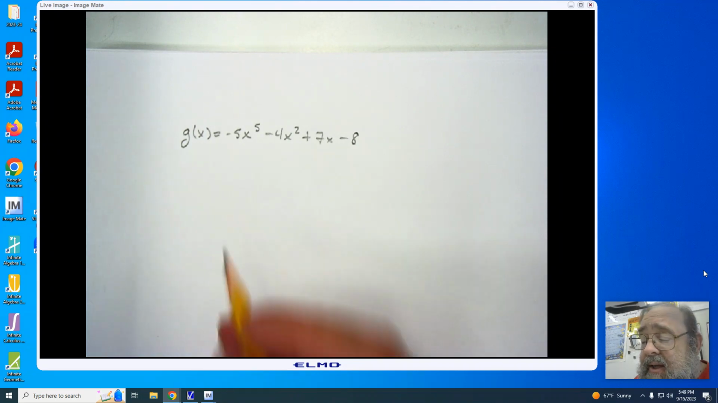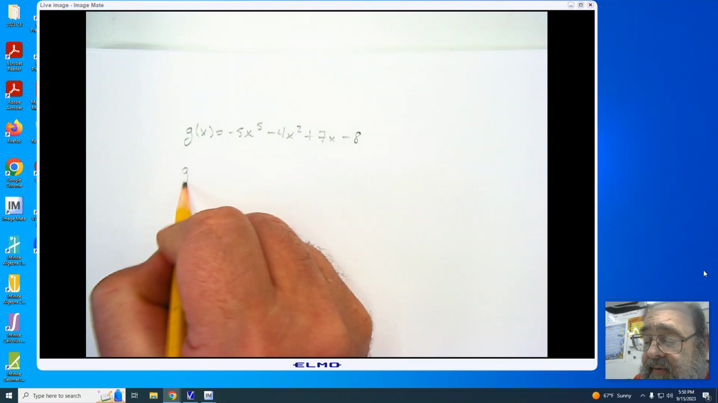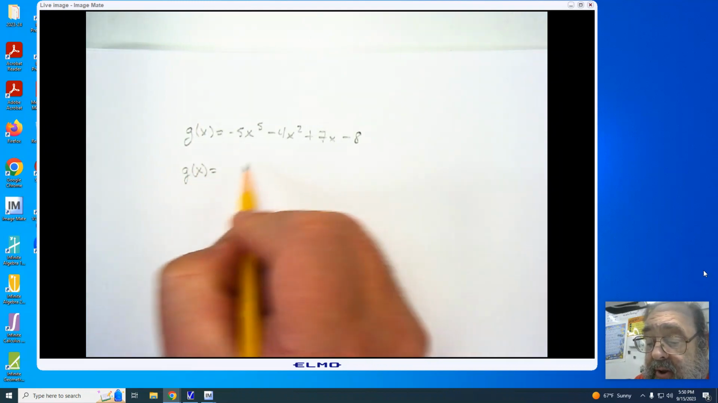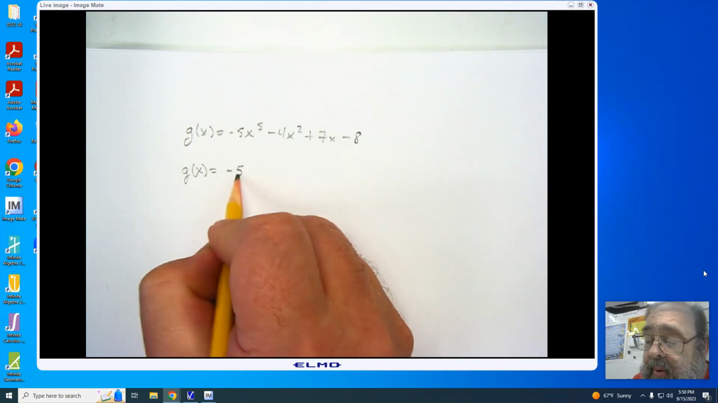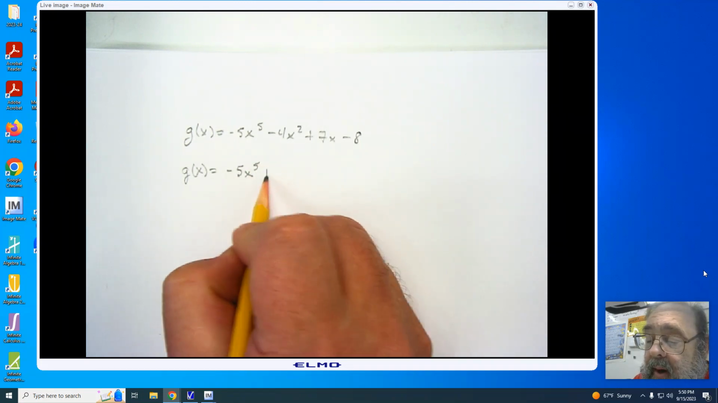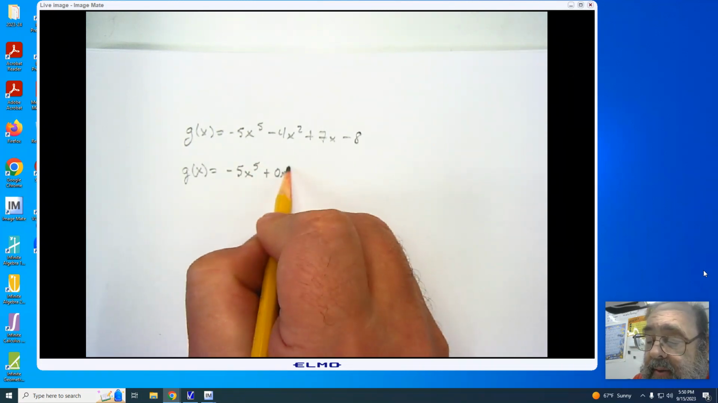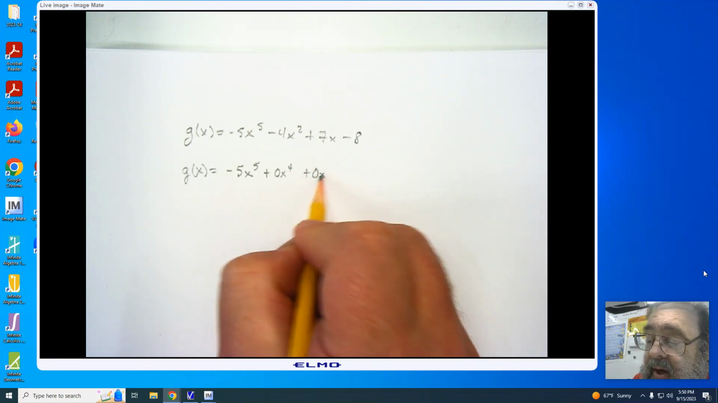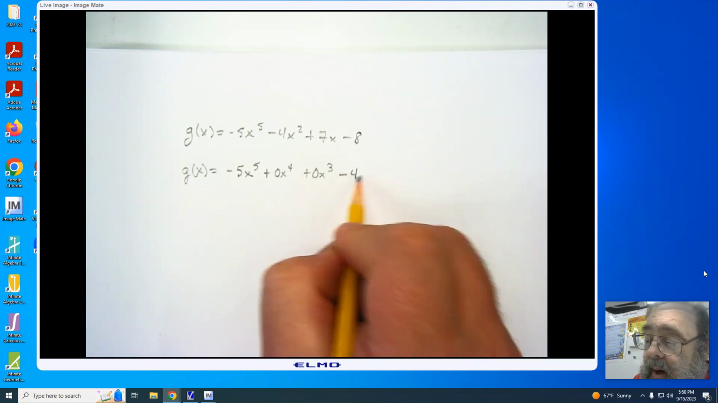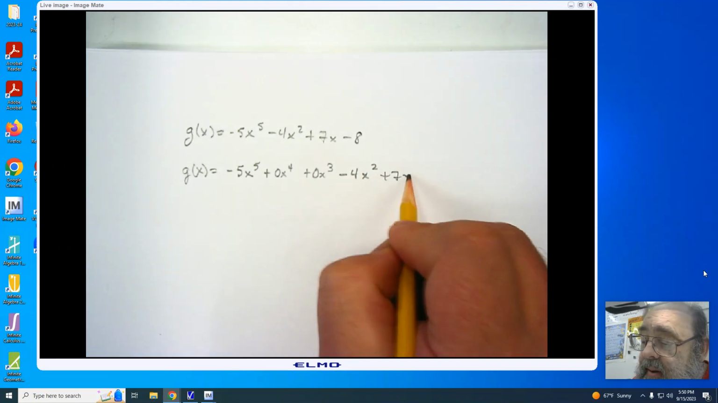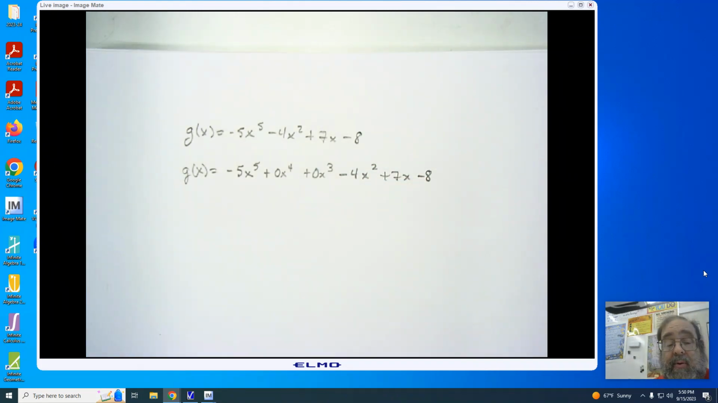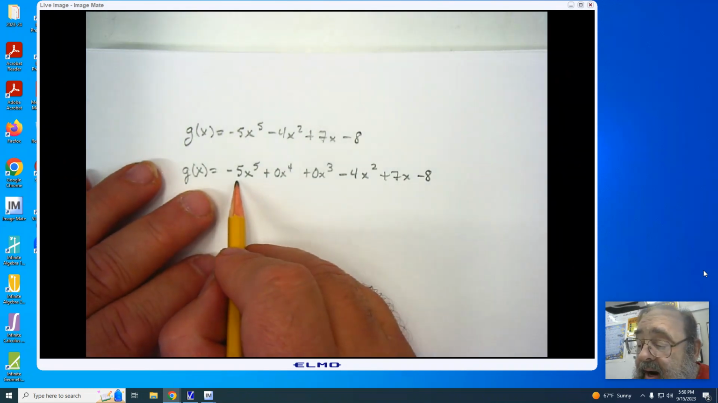In order to use nested form, just like with synthetic division, since they are similar to each other, in fact the same ultimate process, we have to put in our place keepers. So I have a 0x to the fourth, I have a 0x cubed, and then I can finish with my minus 4x squared plus 7x minus 8. Now, to do nested form, we are slowly going to factor out common factors.